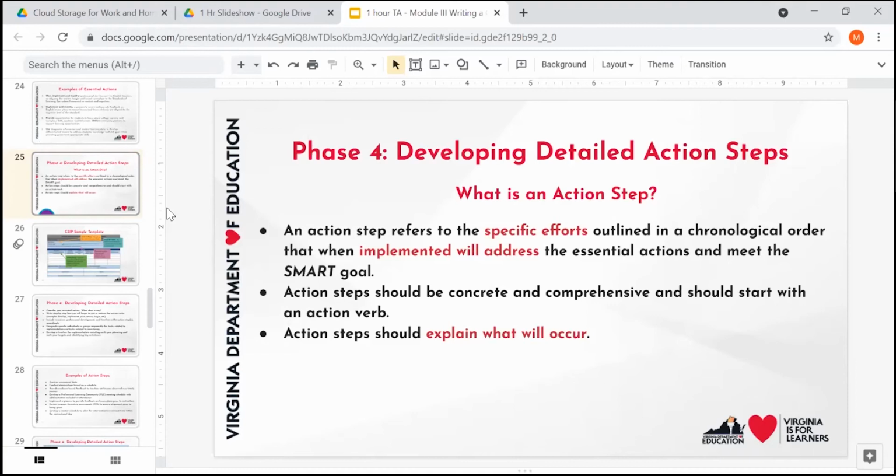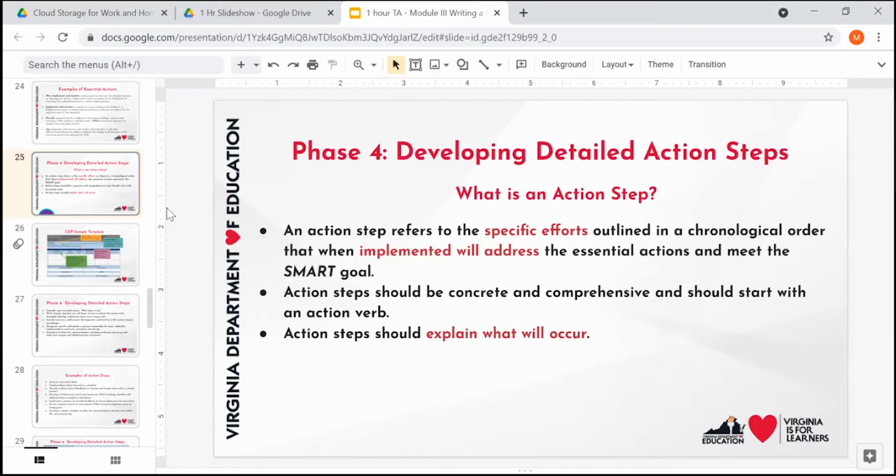So I've got the SMART goal that I want to achieve for outcomes. I've got the strategy I'm going to implement in my essential action. Now I'm detailing and listing out exactly what I'm going to do to implement that strategy to have an impact on student achievement and meet my SMART goal. Action steps should be concrete, comprehensive, and should start with an action verb, right? So you really have to think about all angles of it.